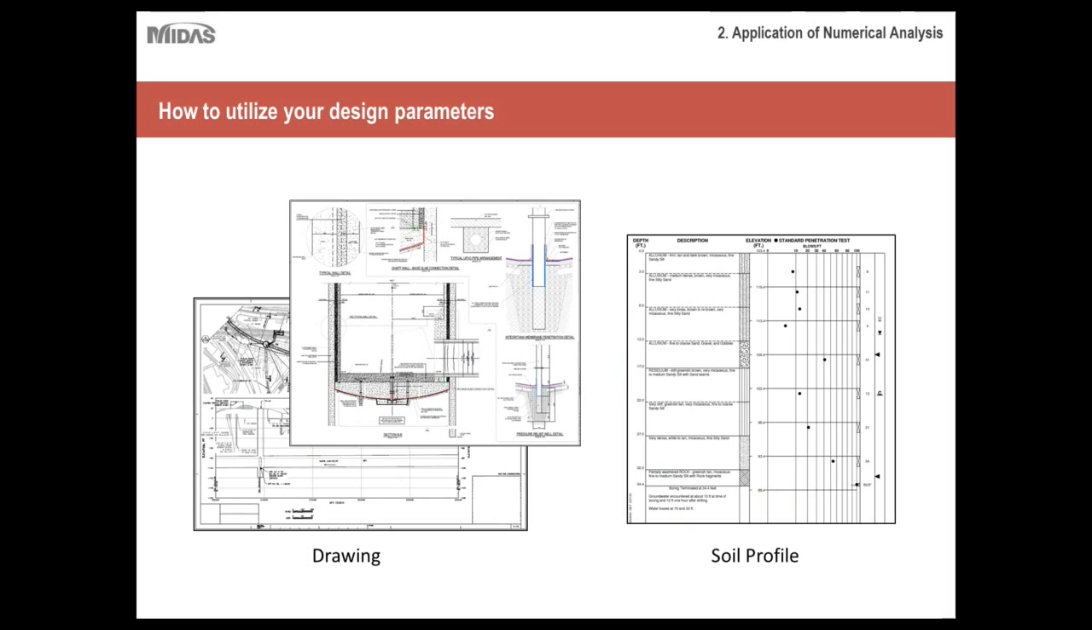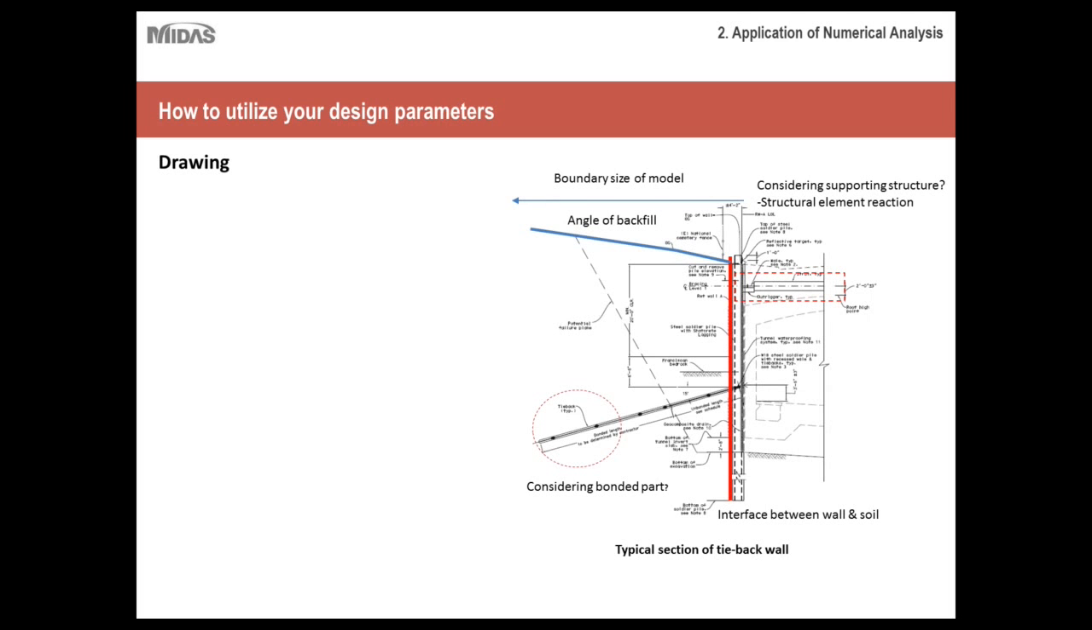Okay, so how to utilize your design parameters. These are things that we need before we create our numerical model. First and foremost, we need our drawing. Obviously, these are typically done in AutoCAD, and you just need to make sure what sort of drawings or project geometry you need to take into account for your project. And also your soil profile. This should look familiar. You need to know what sort of soil you're dealing with, the profile or the soil strata, so how deep each layer is. And you need to have your soil parameters ready and at hand.